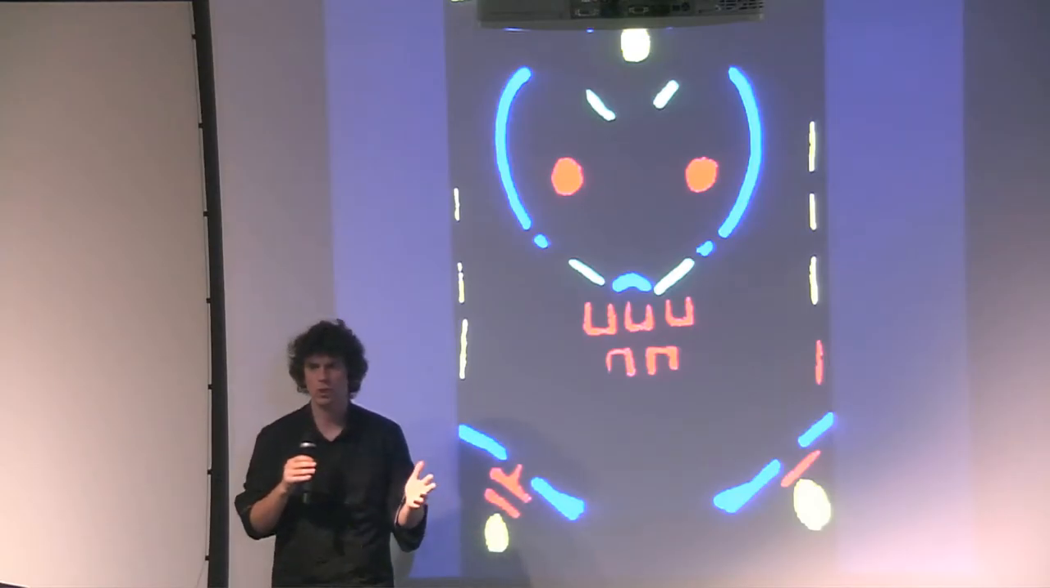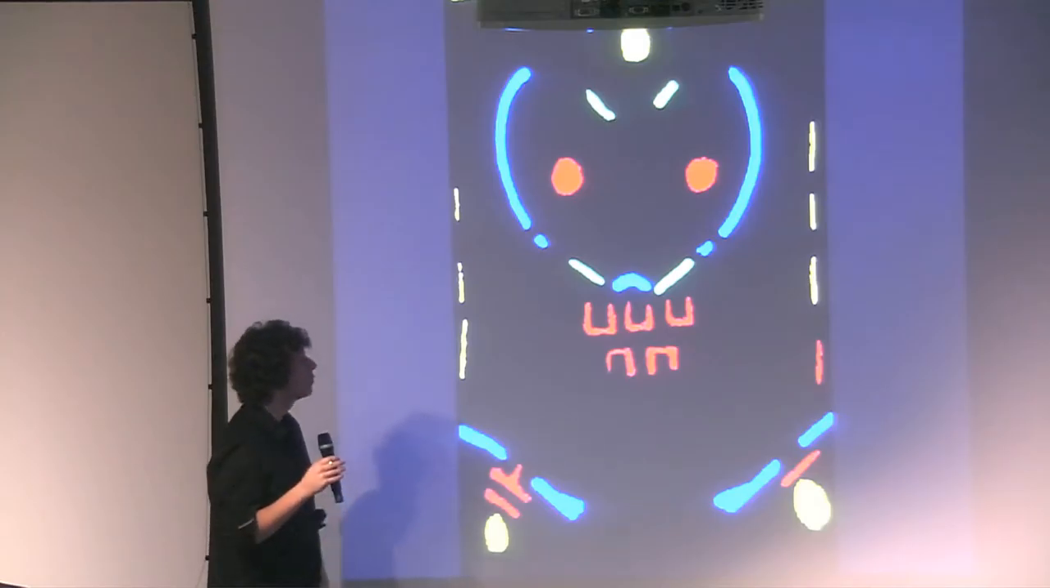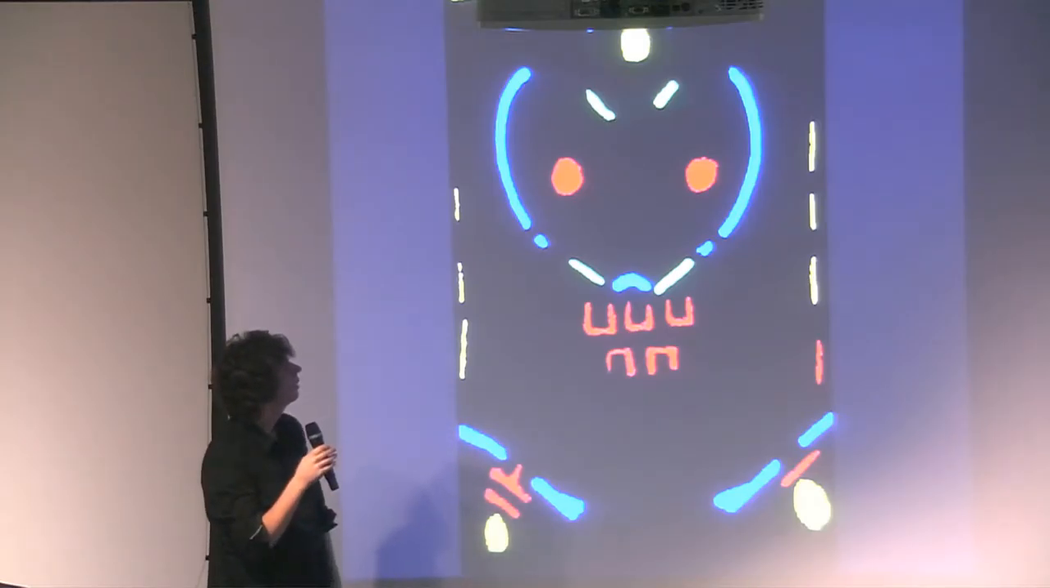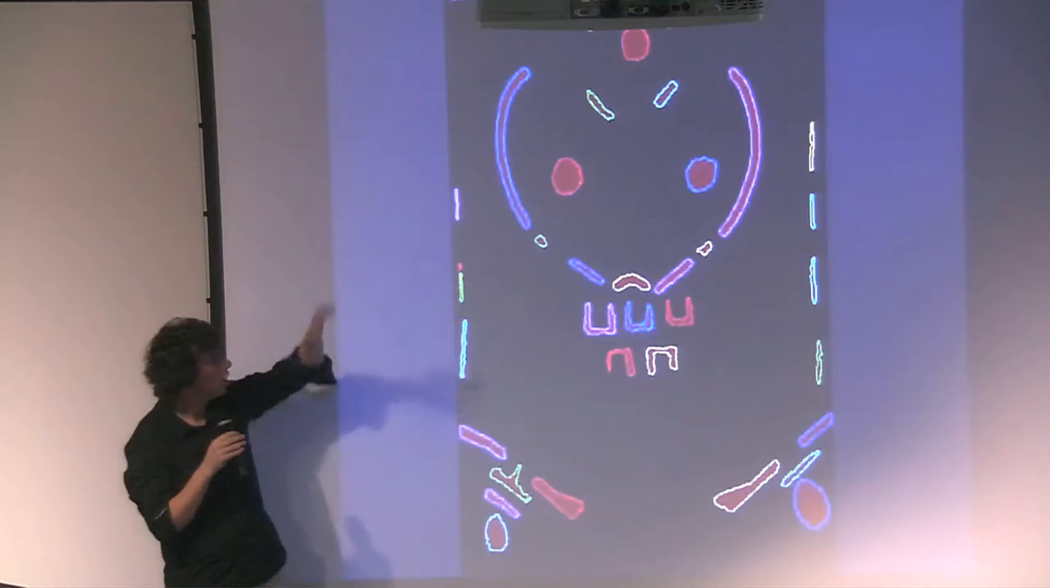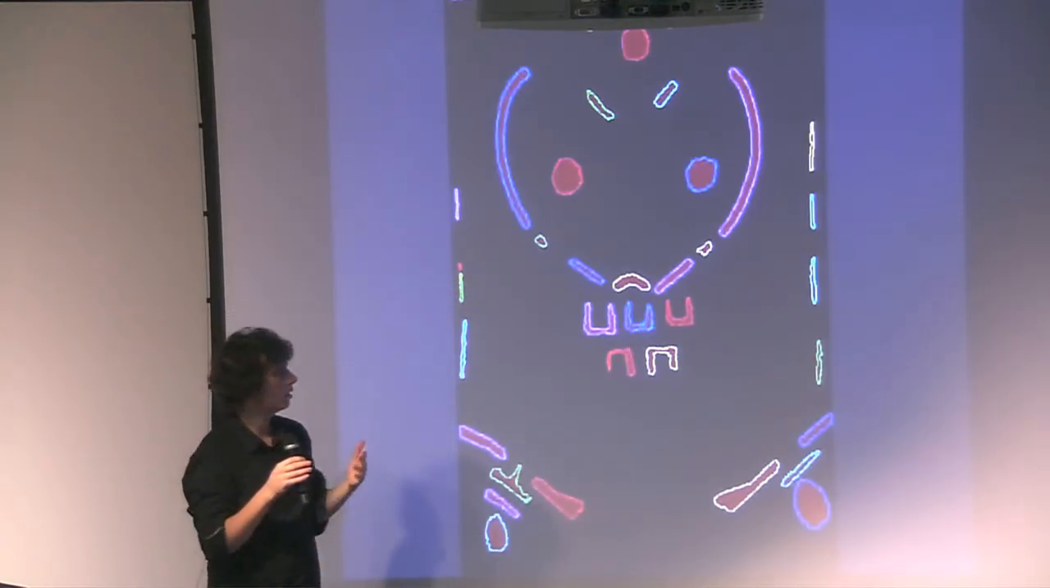For instance, in the first iteration, what we had was not even yellow yet. We had red that were the bumpers. We had blue that were the balls, that's it. And we had green, which was for the acceleration. And it was already pretty fun.